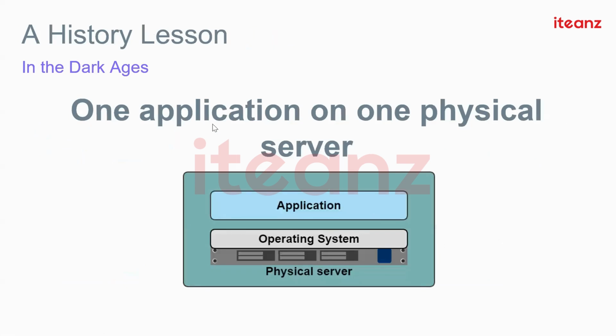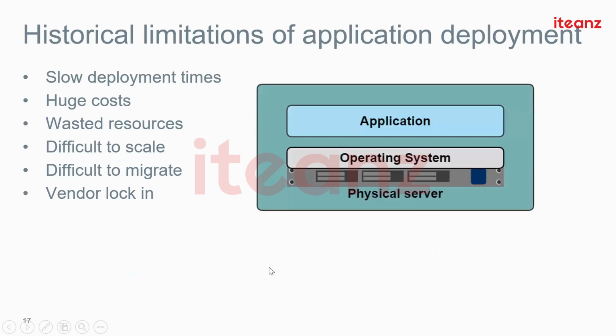So this is a typical structure: application, operating system, physical server. Okay, these are the problems: slow deployment, cost, wastage of resources, difficult to split.